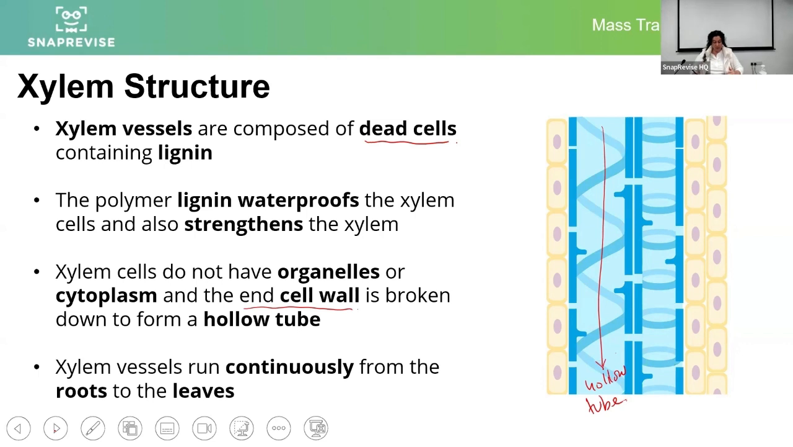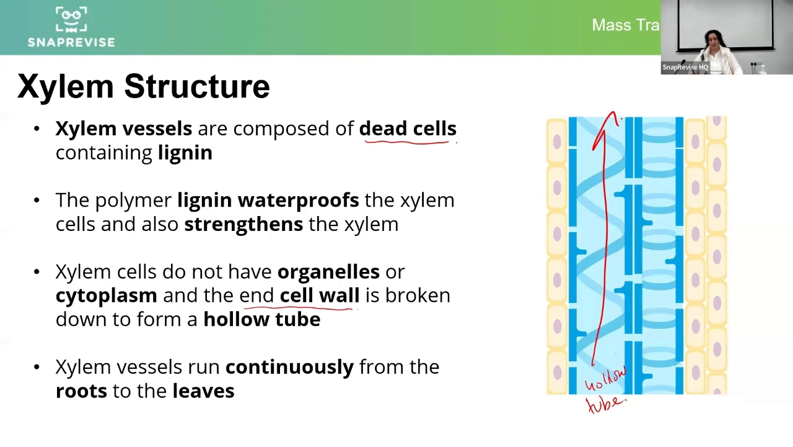Which allows for an uninterrupted flow of water from the roots to the leaves. Sorry, I should have made the arrow. It's very misleading. That's bad of me. I should have made the arrow that way because the direction of flow is from the roots to the leaves.